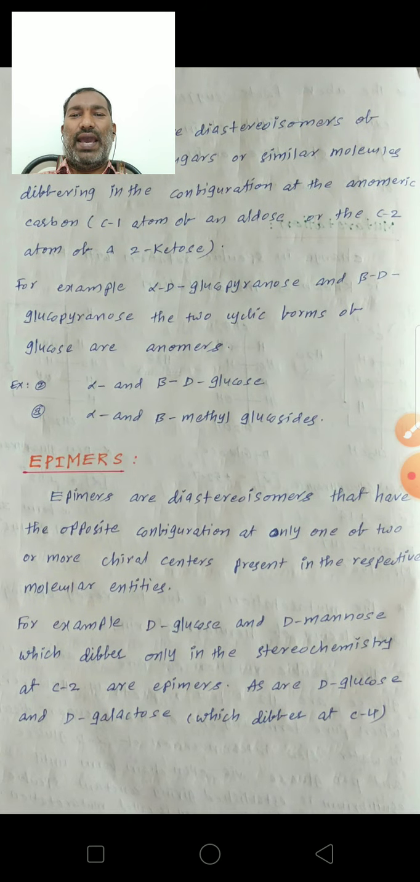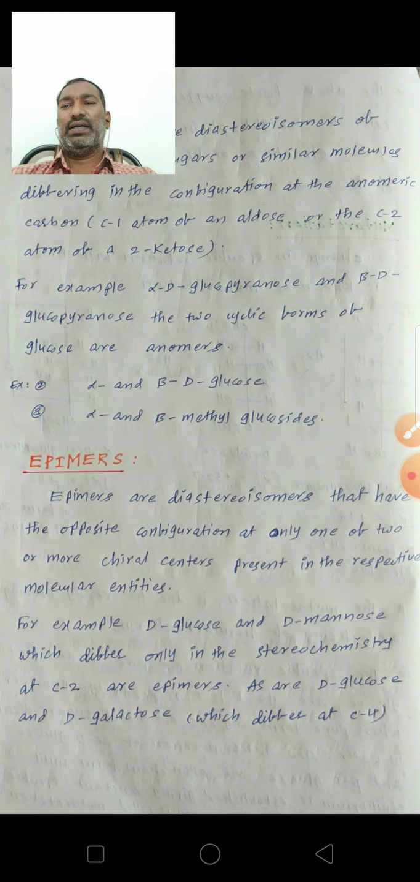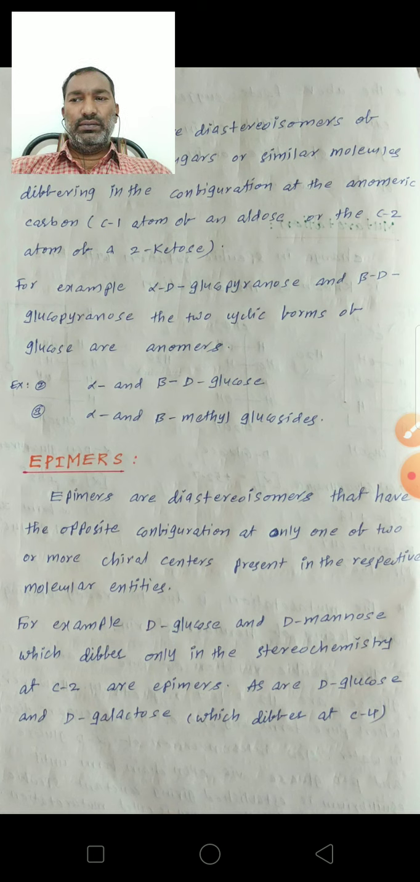See the next, anomers. So see the definition of anomers. Anomers are the diastereoisomers of cyclic forms of sugars or similar molecules differing in the configuration at the anomeric carbon. So that means the C1 atom of an aldose or the C2 atom of a ketose. So these are the anomers.